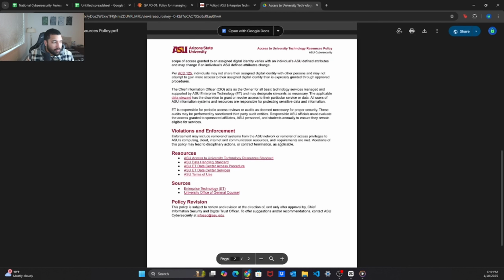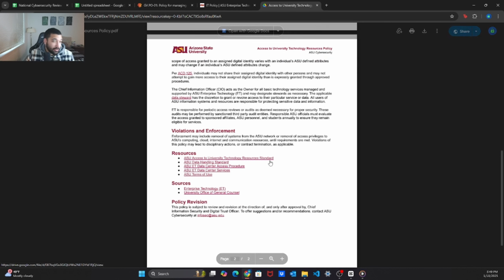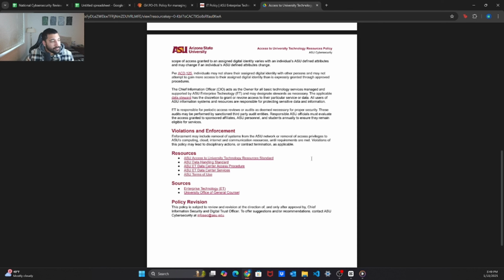So just by really digging through this policy, we found that it says right here standard. So they do have a standard of some kind. And right here, this is a bit different. It says data center access procedure. That's just to the data centers. Maybe that's like their library, I'm not sure, but they have some sort of procedure. But this is all good information. It's not exactly what we're looking for, but we can understand that it alludes to what we're looking for.